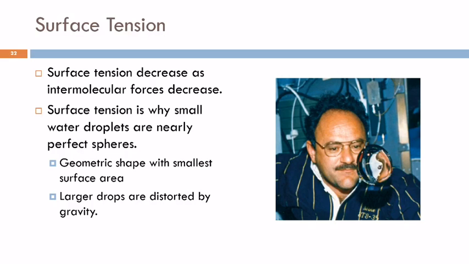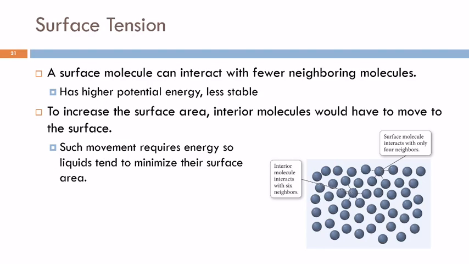What we see is that surface tension decreases as the intermolecular force strength decreases. If the interaction between, let's go back to this picture, if these interactions are very strong, then going from 4 to 6 of them is a bigger energy difference than if these are weak. Does that make sense? Strong forces are going to resist a change in surface area more than weak forces are.